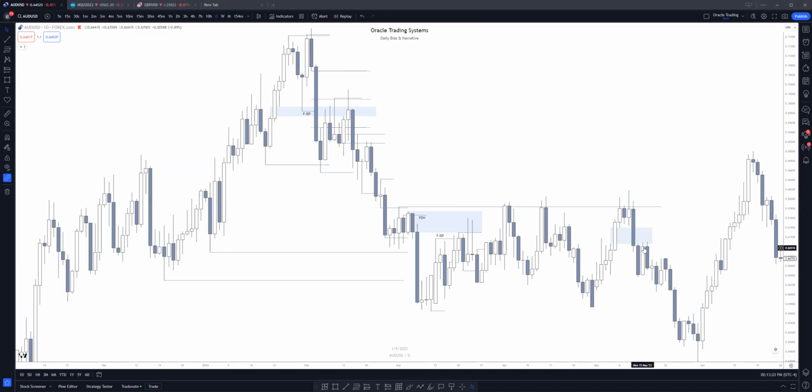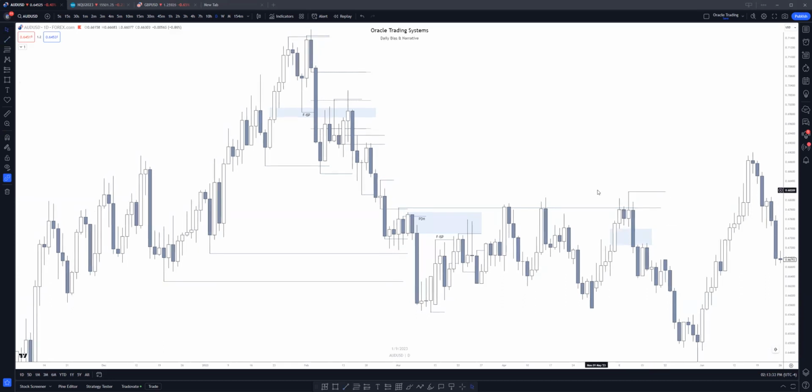So price comes here and puts in a daily bullish candle. Would we be looking for another bullish candle to take out this swing high? Absolutely not, because we're following the narrative that's in the FVGs as well as in our structure system.